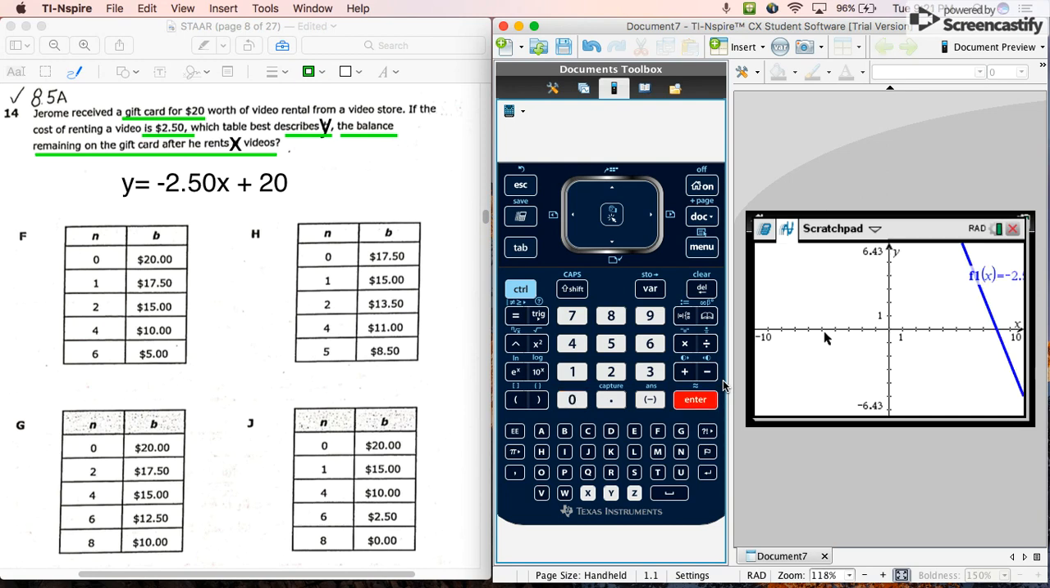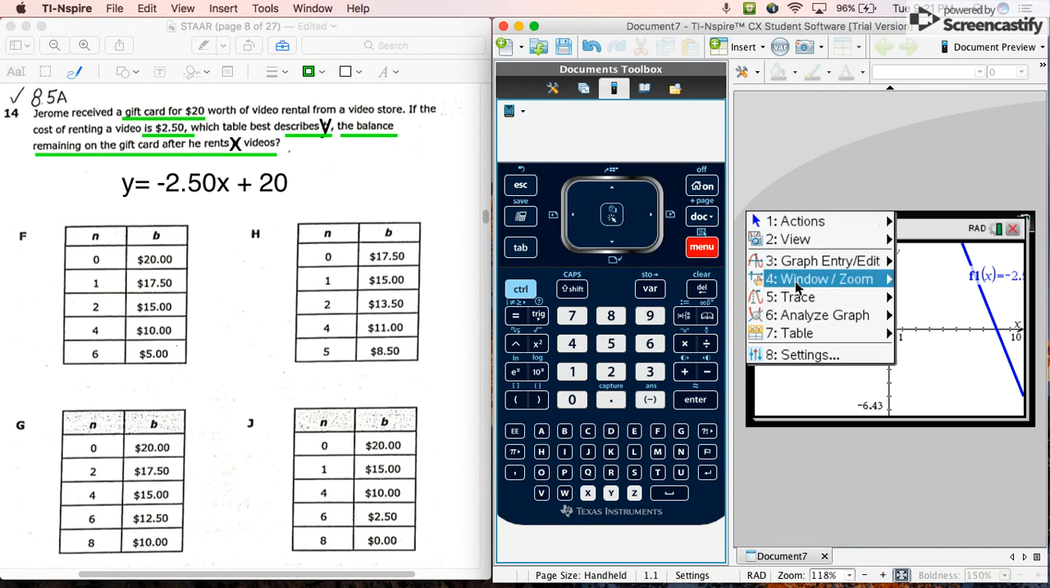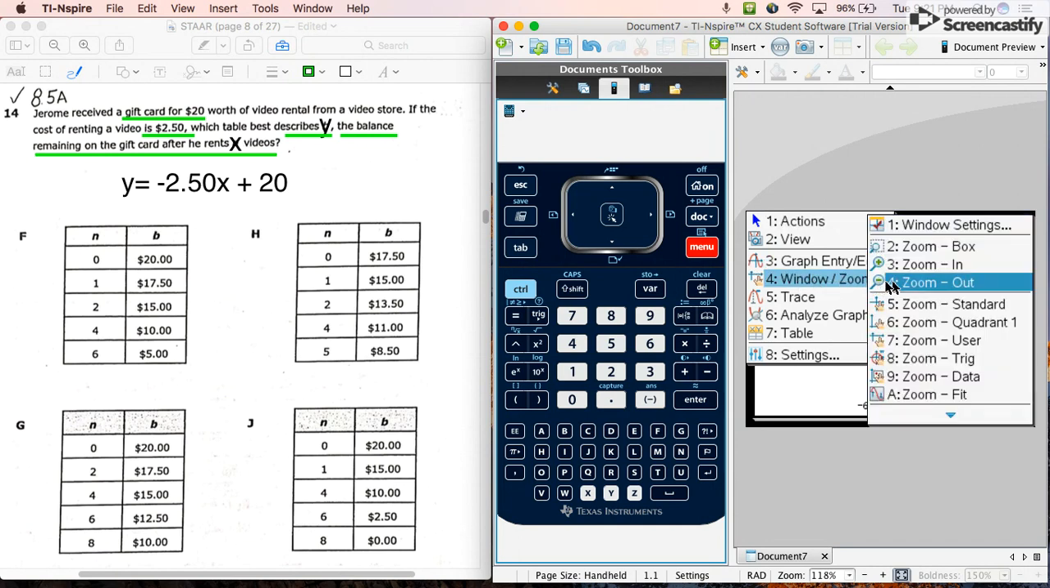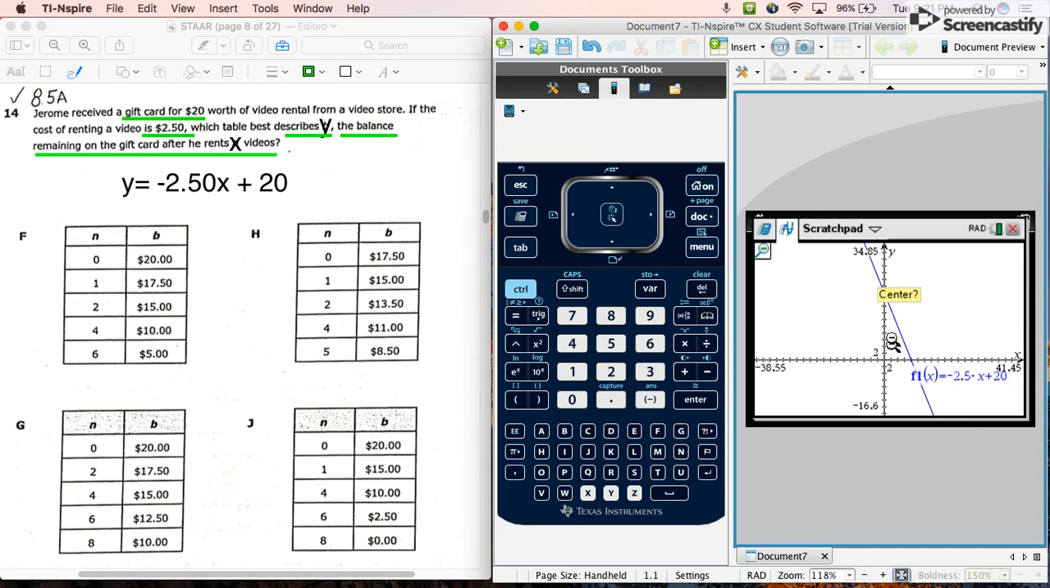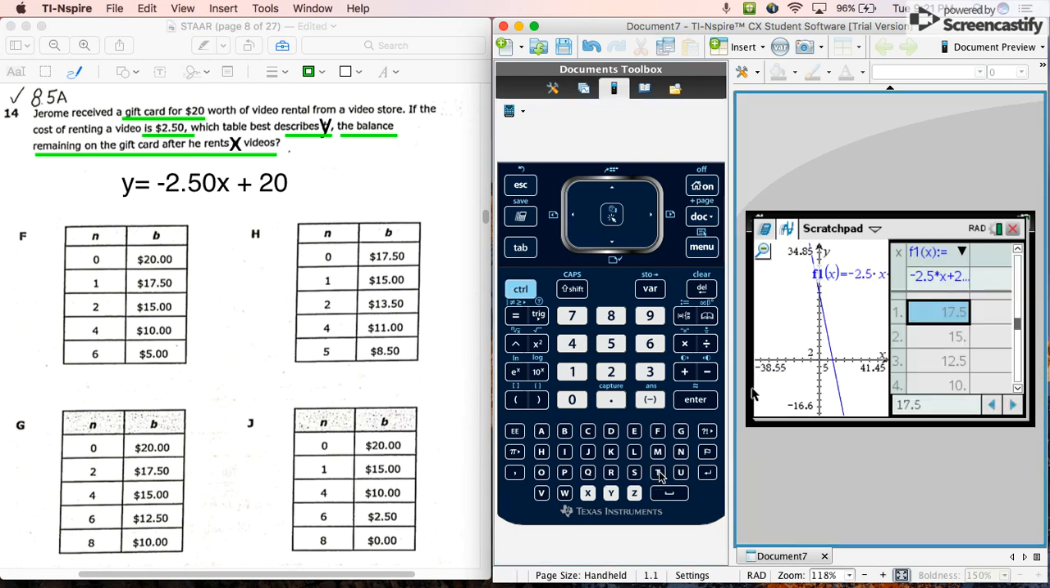Now, as you can see, I can't see the y-intercept. If that's important to you, you can zoom out by clicking Menu, Window, Zoom Out. Now I can see my y-intercept a little better, but that's not really what I'm looking for. I'm looking for a table. So to see the table, I'm going to push Control T. What I'm going to do is see which table matches the one I have.